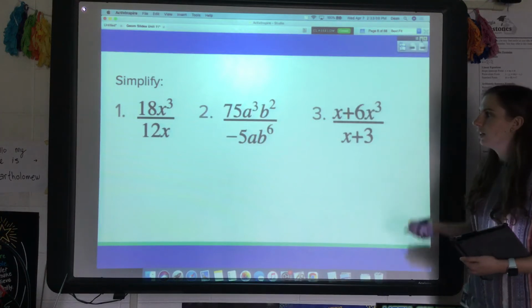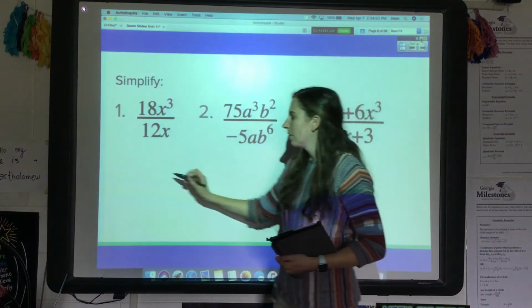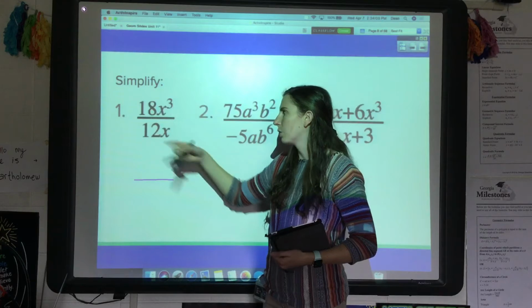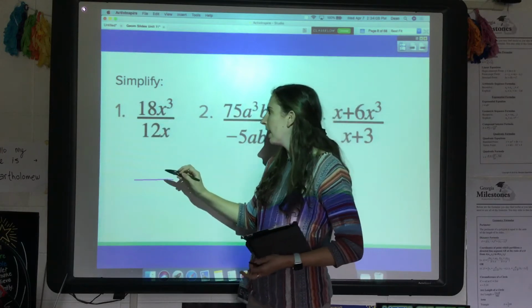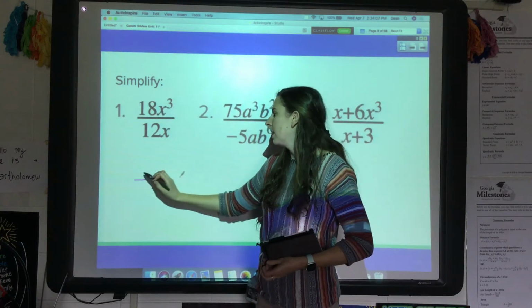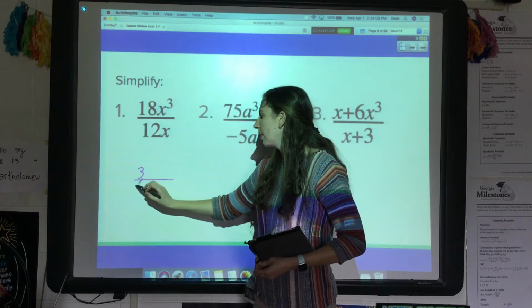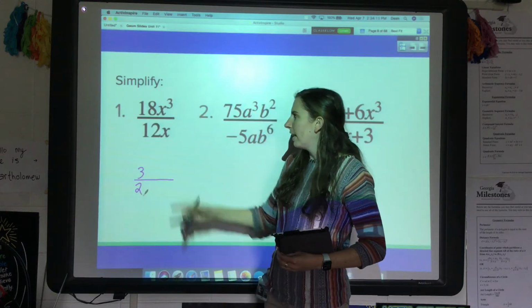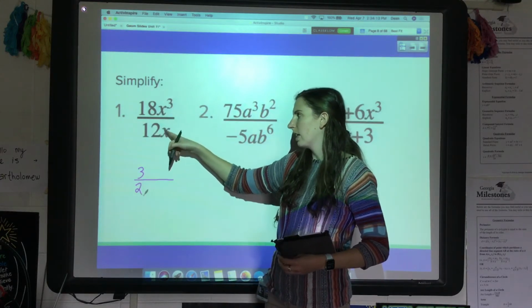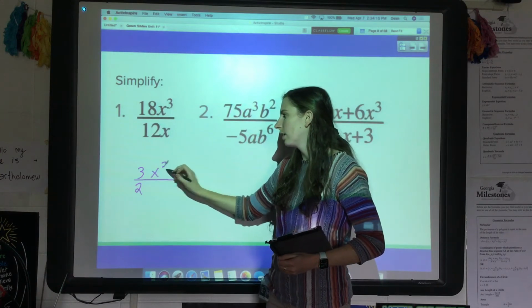Here's a few more. So 18 over 12, if you divide those both by a 6, you would get 3 halves, and then 3 x's cancel out, one of them leaves x squared.